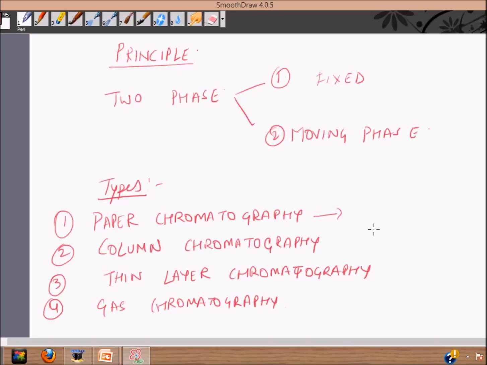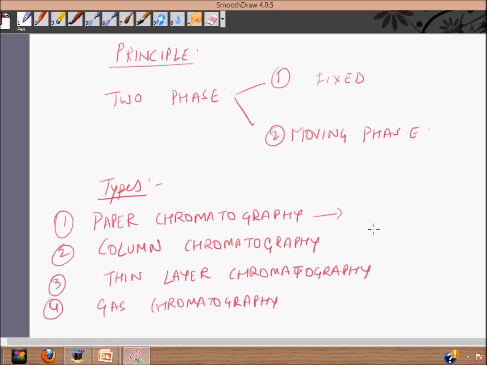So in conclusion, let's understand now. Chromatography depends on the distribution of a mixture between two phases. One is fixed and another is moving. The mixture is dissolved in the moving phase, which could be a liquid or a gas, and is passed over the adsorbent column.